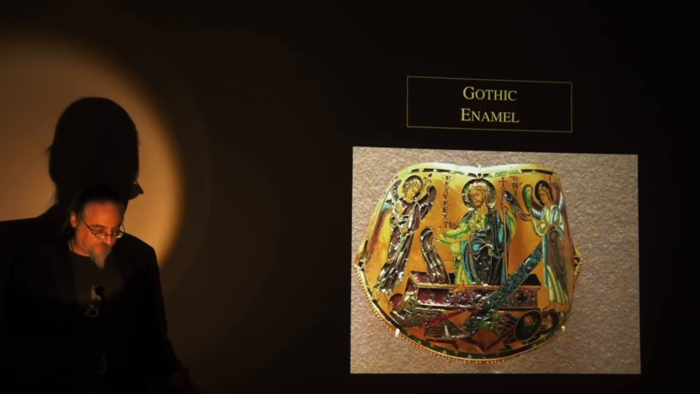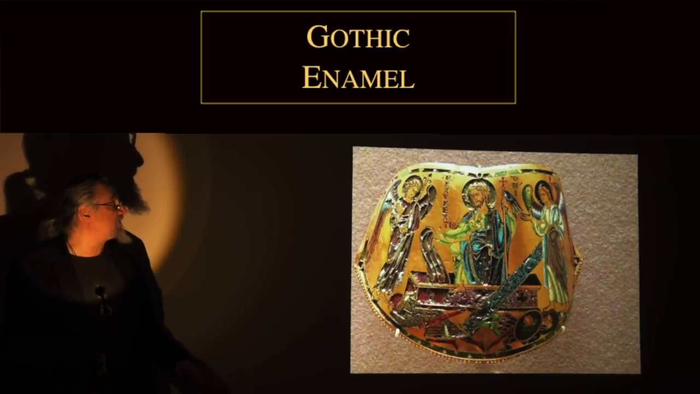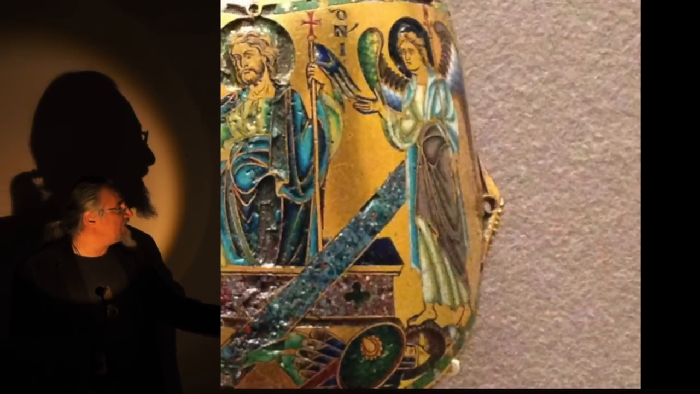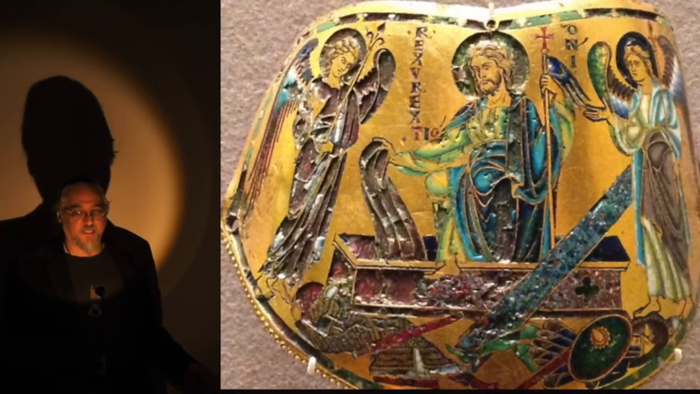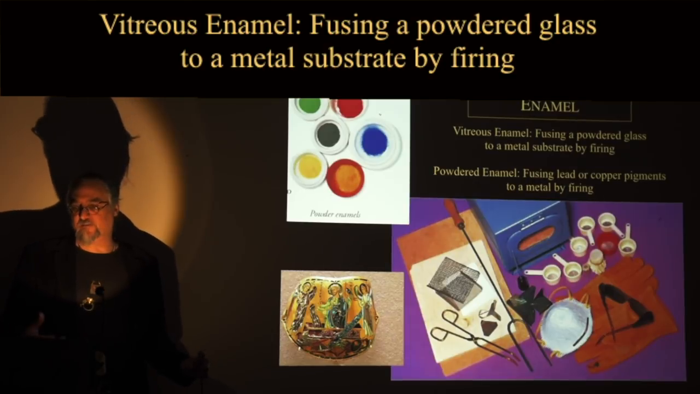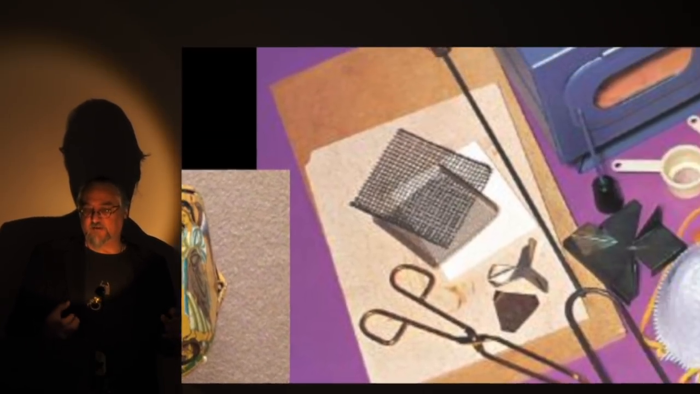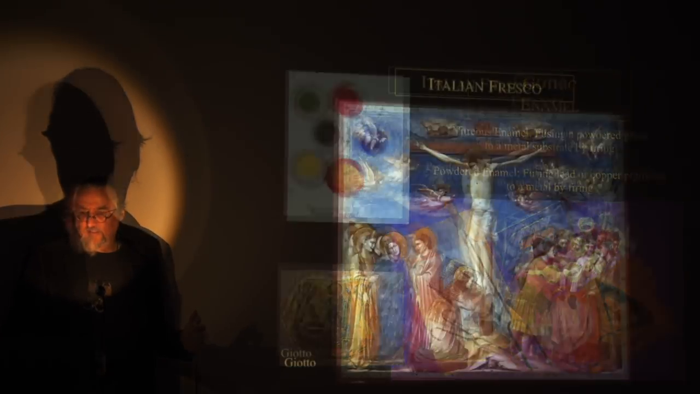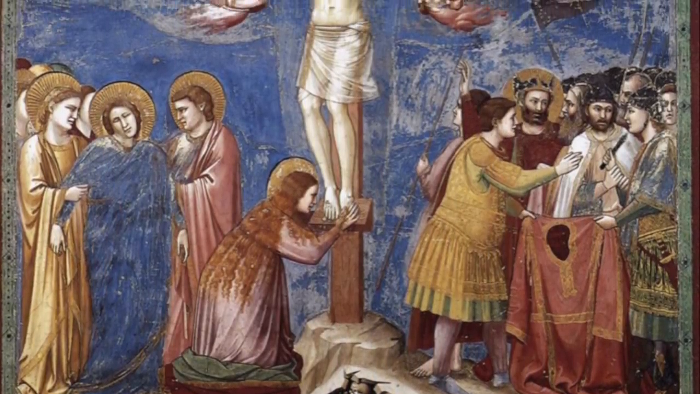Another example of glass as your binding medium is Gothic enamel. And this might not be obvious at first glance, but this was an important art form during the Gothic period, where you had this metal foundation, and in this metal foundation, you placed molten glass, and the molten glass became the enamel. So here you can see what was called vitreous enamel was a fusing of a powdered glass to a metal substrate by firing. You then put it in the kiln, and that allowed it to melt and fuse with the metal. A very interesting technique.